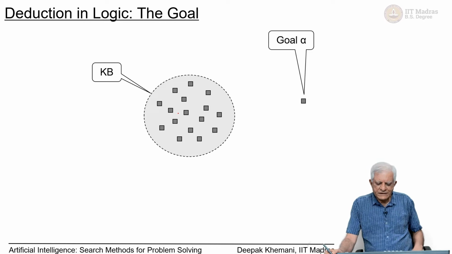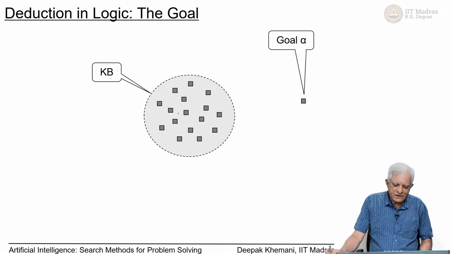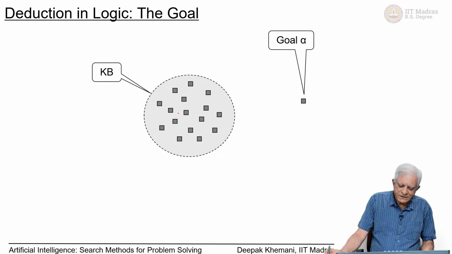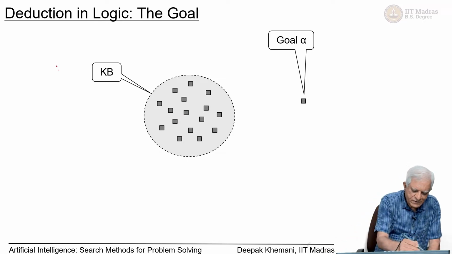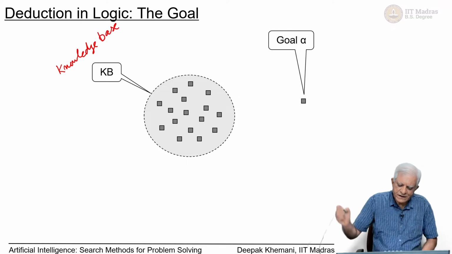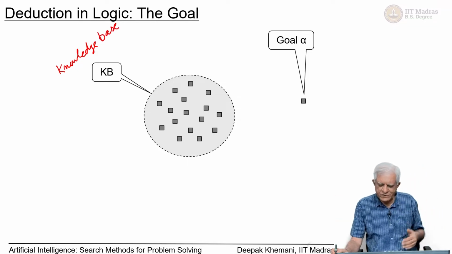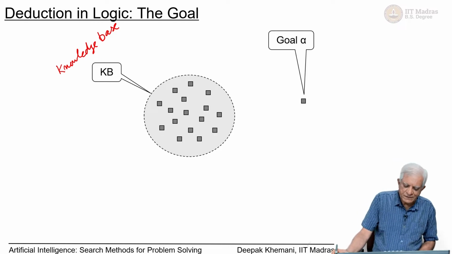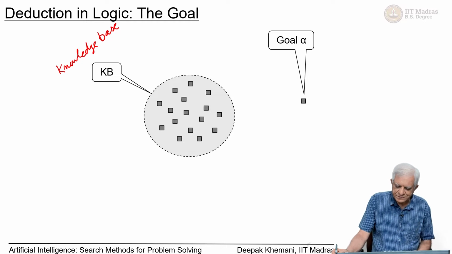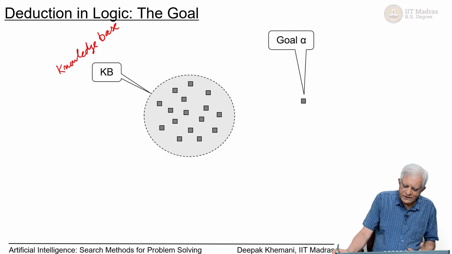So, what is the problem in logic? That you are given a knowledge base, which we represent by KB. So, this is a knowledge base, and by a knowledge base we mean a set of sentences which we assume to be true or which are premises or axioms or whatever you want to call them, but we do not question them, we assume that they are true essentially. And that is shown in this shaded circle.